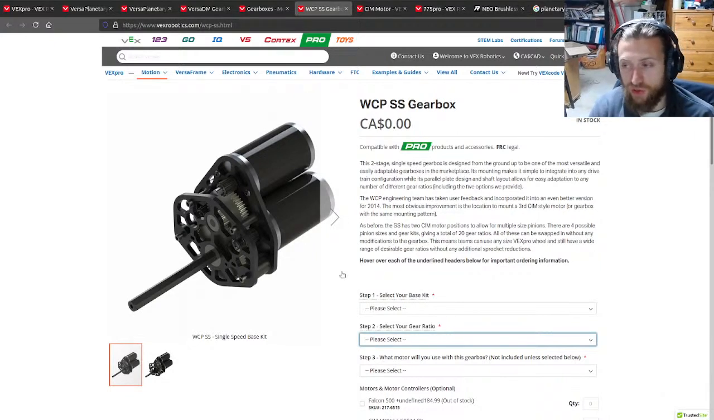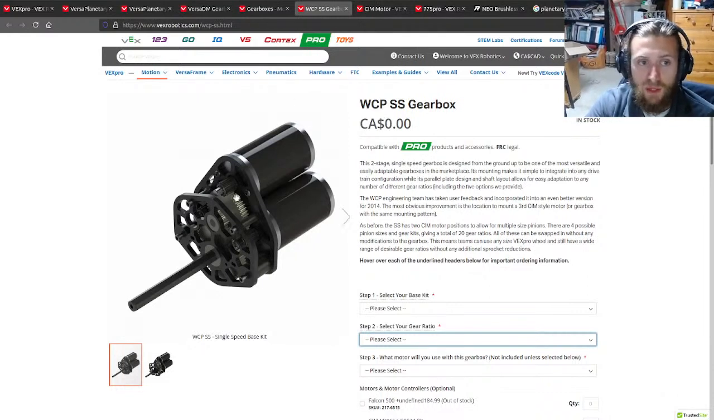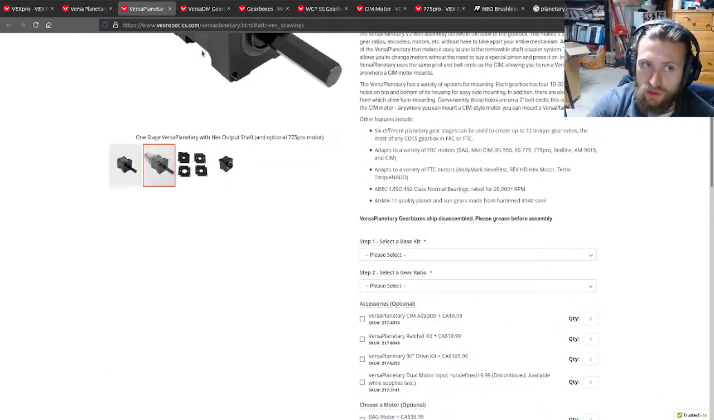We need a total reduction of at least 100, which is way, way too much for a gearbox like this. That being said, we could put pulleys or gears on the outside, but we're trying to avoid that. We don't want to build an extra gearbox on top of this gearbox just to make it work. There are options that are better, such as this one.